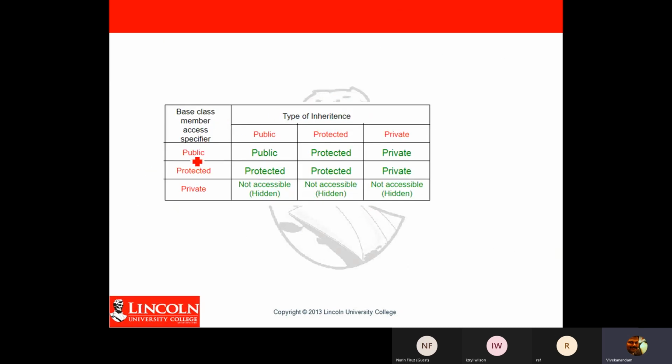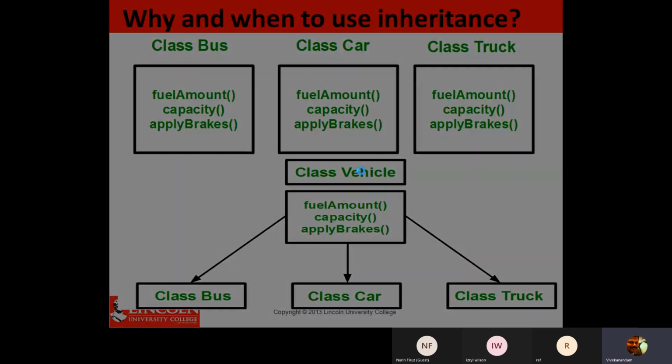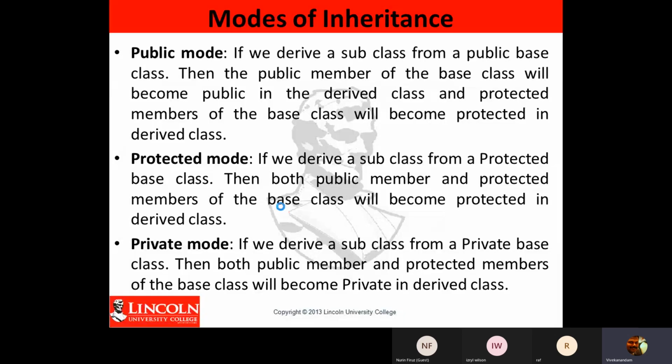See here, these are the base class. When you derive from a base class that is public, the type of inheritance we have is public, protected, or private. In the base class, public and protected members stay protected, but private members are not accessible. When we do the program, I'll explain this to you.